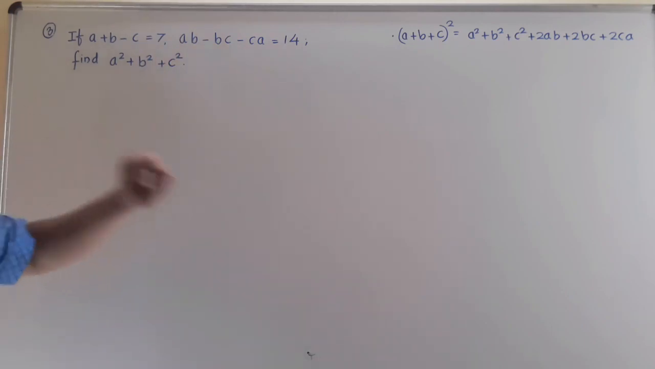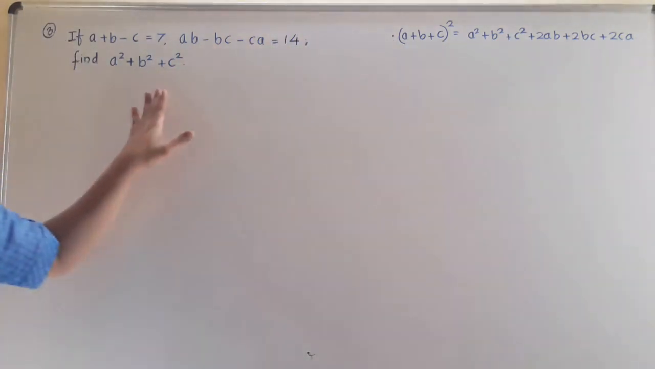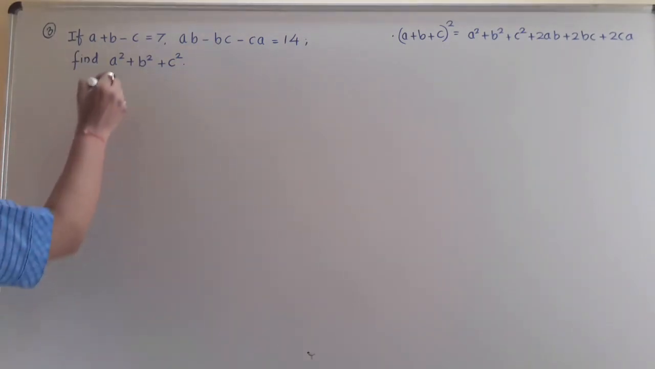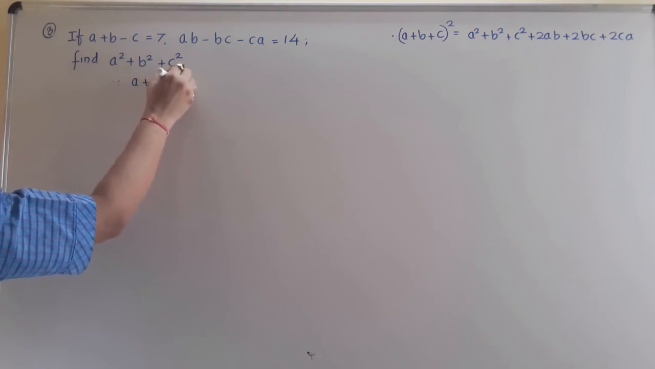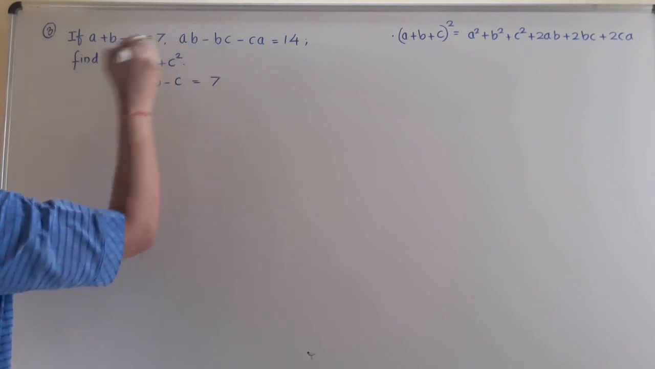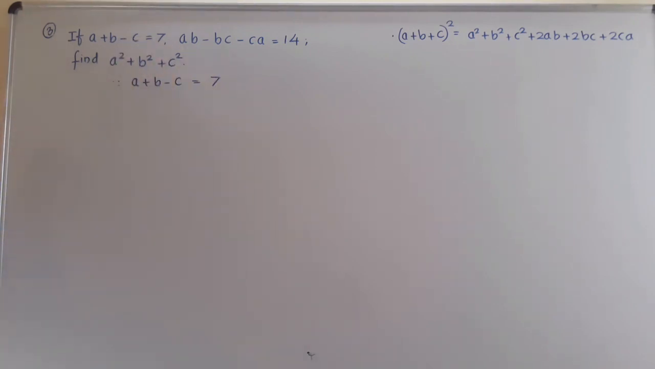Okay, with the help of the same formula, how can I find it out? Let us see now. First of all, since I am given here that a plus b minus c is equal to 7, that is the first given thing to us, I am squaring on both the sides.